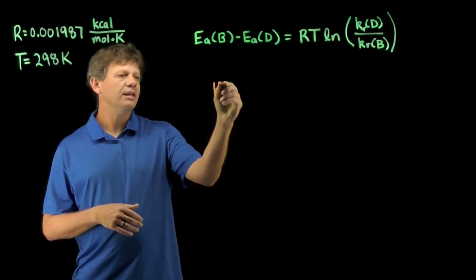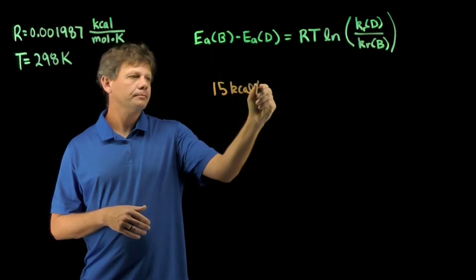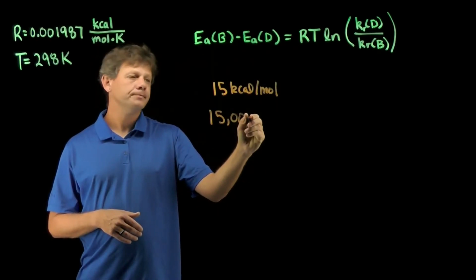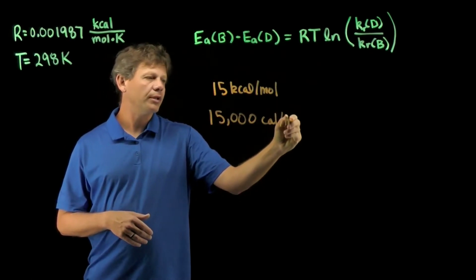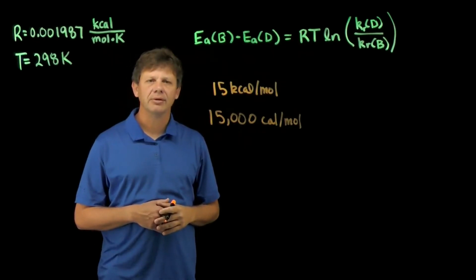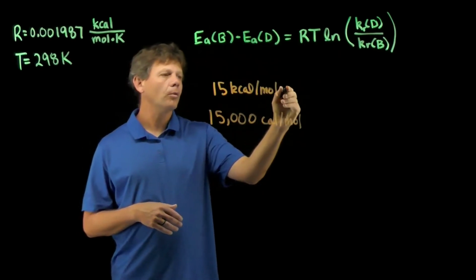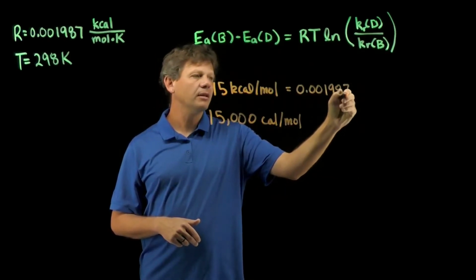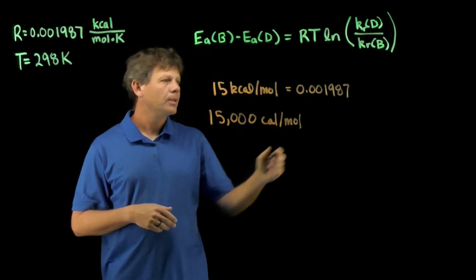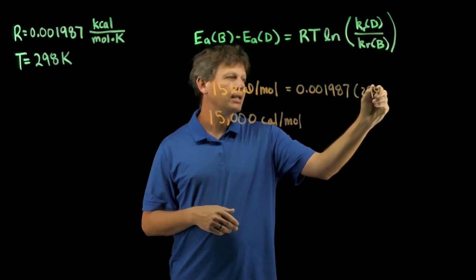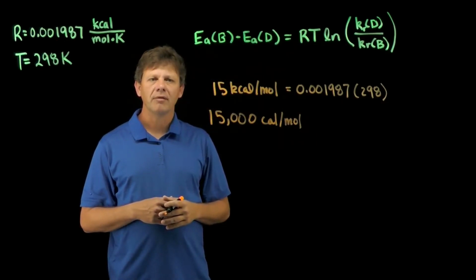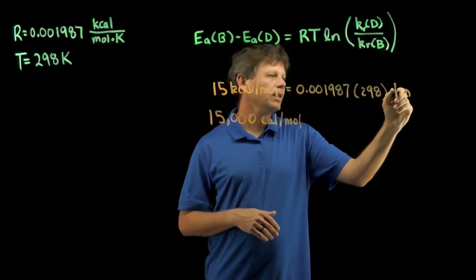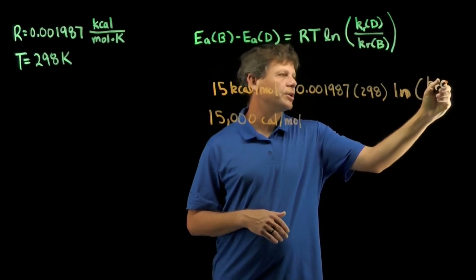We're given 15 kilocalories per mole, or 15,000 calories per mole. If we wanted to solve the equation that way, we'll solve it with kilocalories. But 15 kilocalories per mole is going to be equal to 0.001987, our value of R, times our temperature, 298. We'll leave the units off to save space, times the natural log of our ratios.